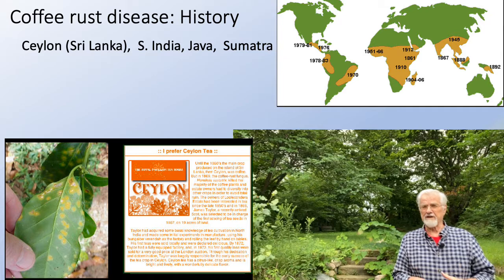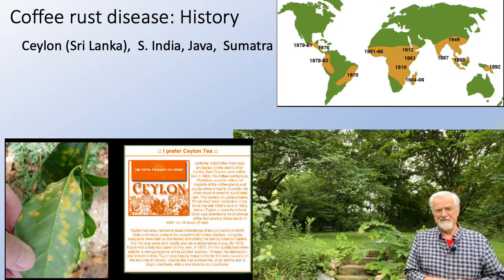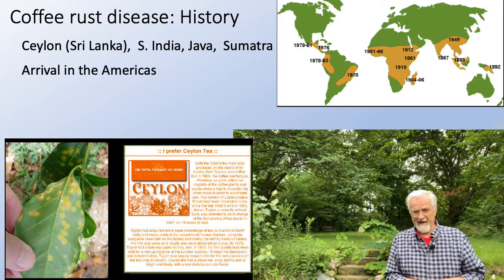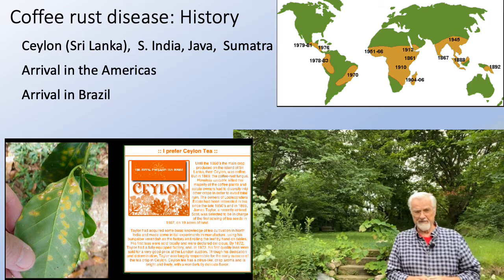Not only Ceylon, but also South India, Sumatra, Java, South Asia entirely was really decimated by this disease. Now, knowing how it was decimated, coffee farmers in the Americas were justifiably upset when they heard that it had arrived in the Americas, especially when it arrived in Brazil, which of course was the major center of coffee production then. It was growing to be the major center of coffee production. Then people got totally freaked out.